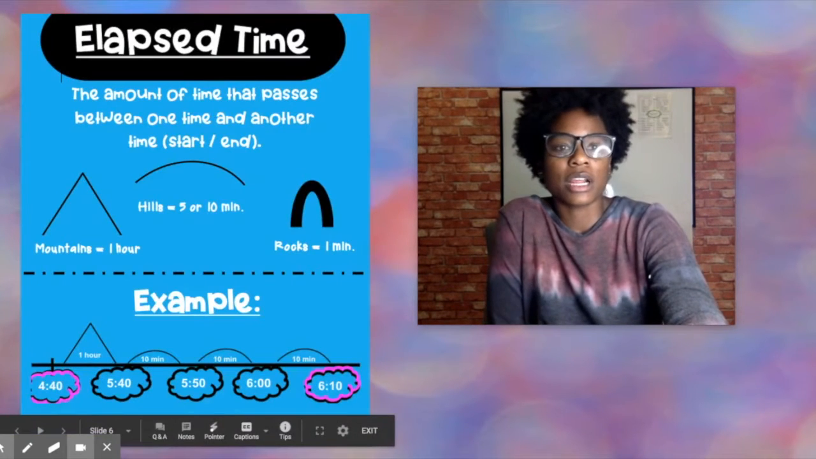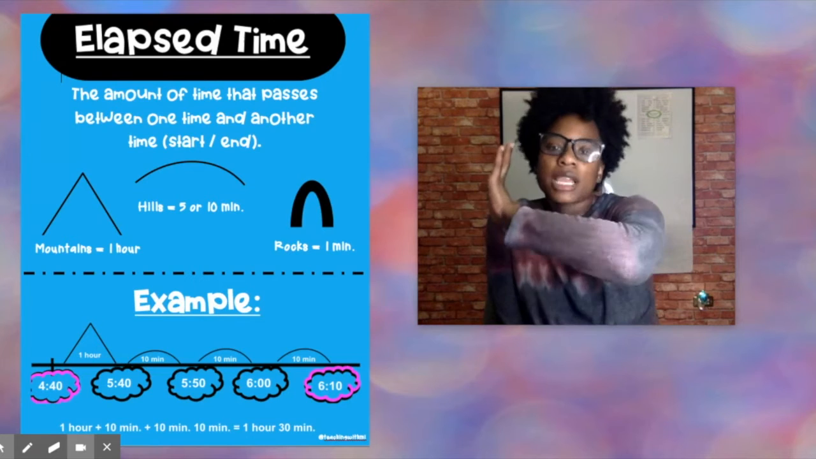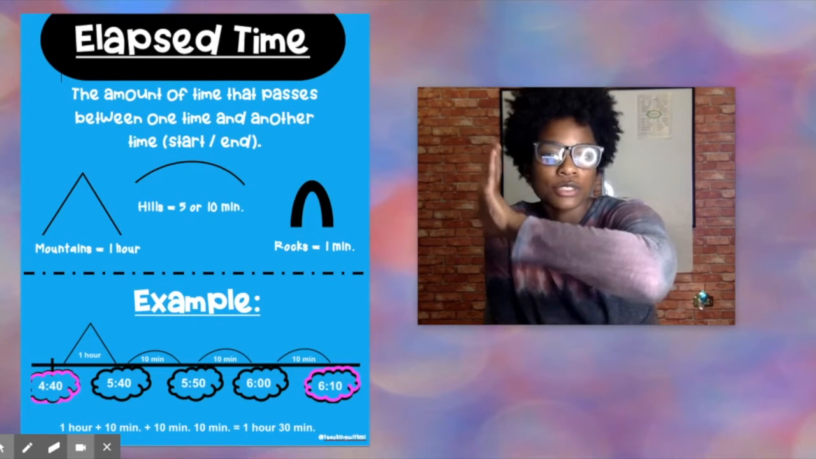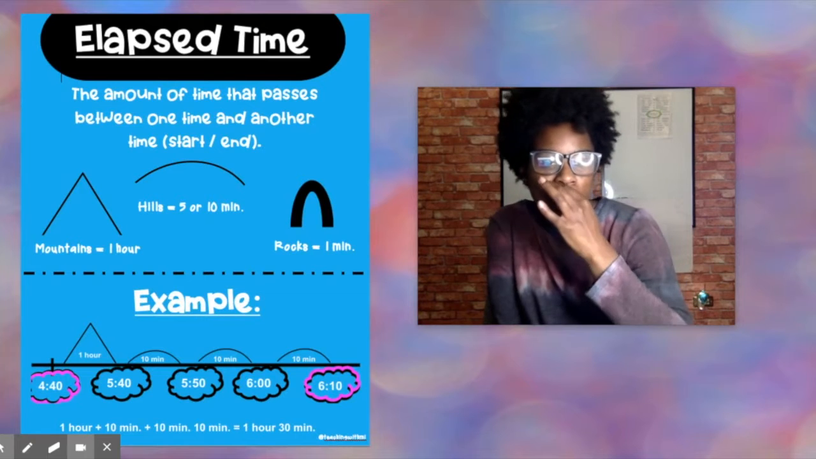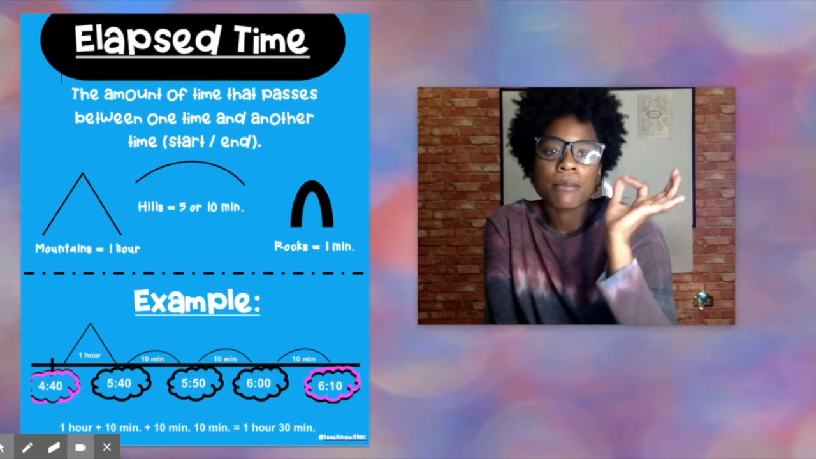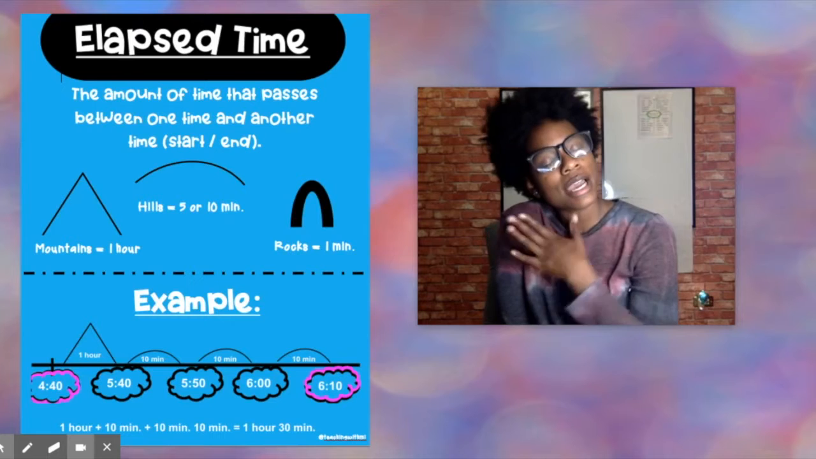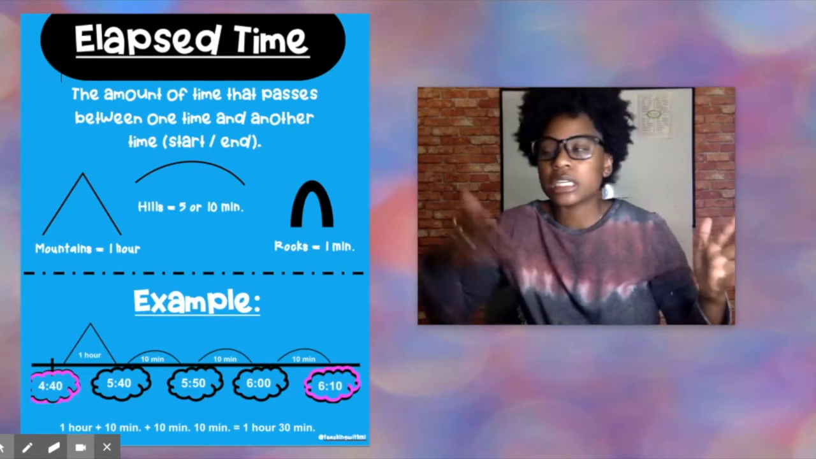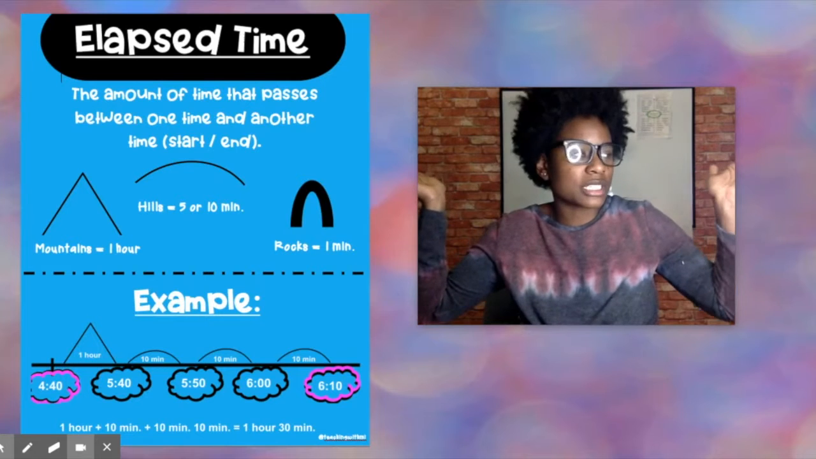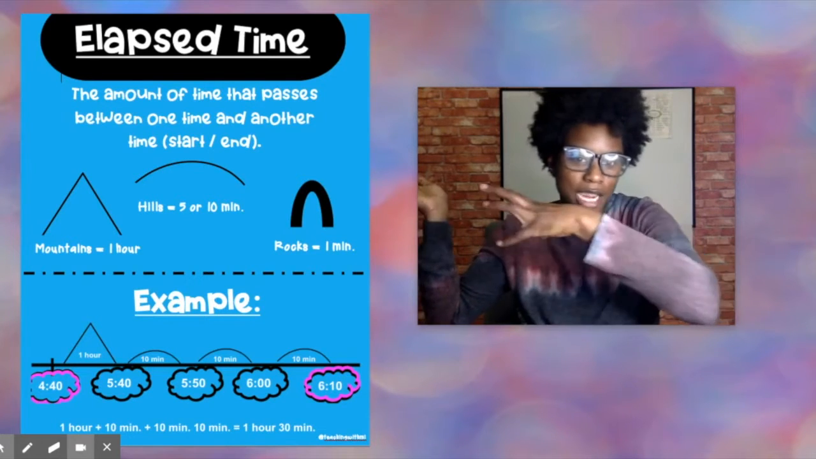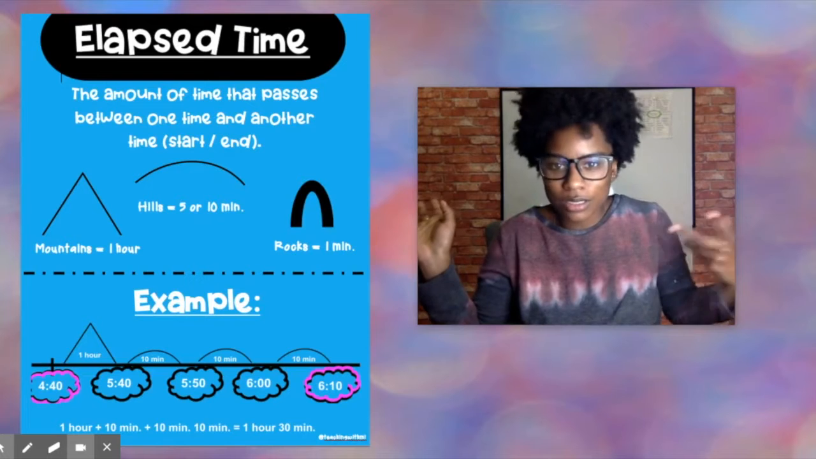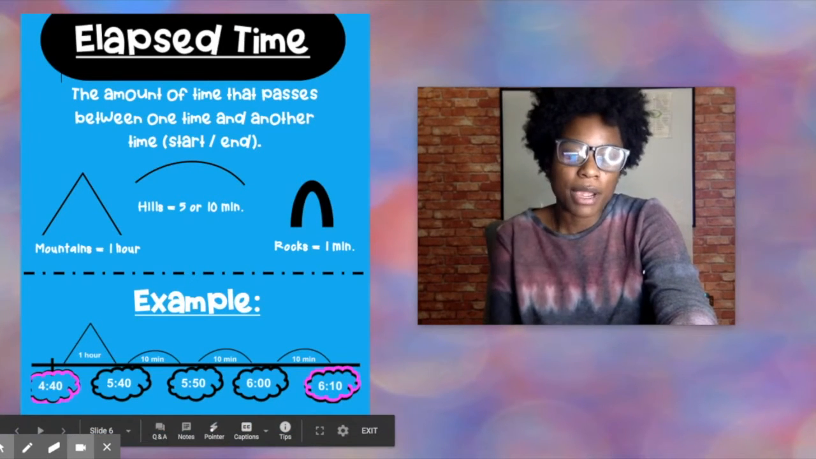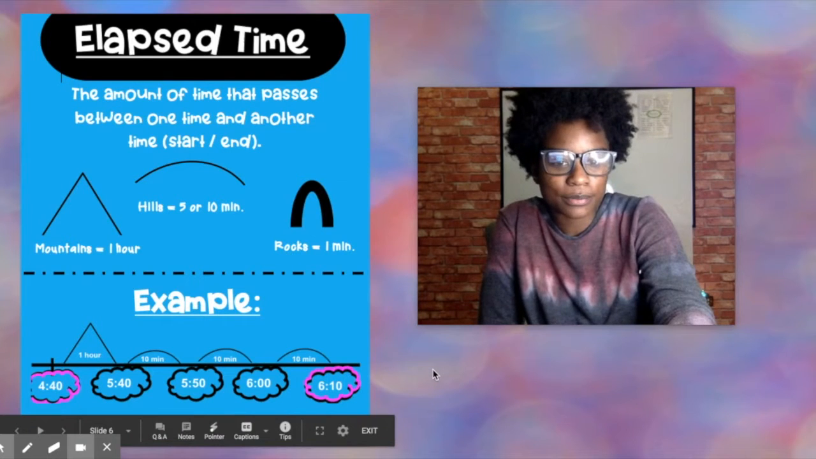All right, friends, let's get started with our lesson. Right here is our anchor chart that we have been using for elapsed time. Elapsed time is the amount of time that passes between one time and another time, between when something started and when something finished. The elapsed time is the time in between. We want to know how long something took, or how long something lasted.